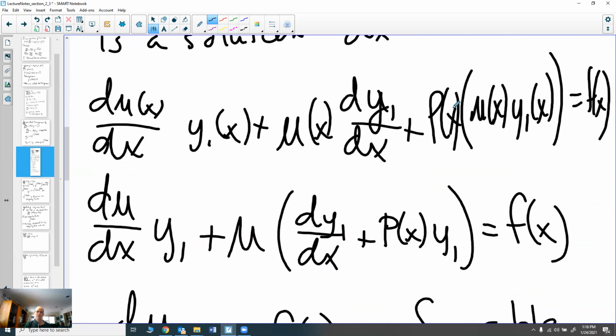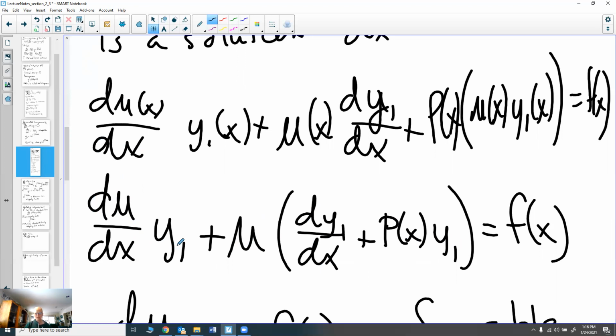I notice that these two terms have a mu of x in them. If I pull that mu out, I end up with dy1/dx plus p(x) times y1. And we've got this other term here, the d mu/dx times y1. So we have all that.